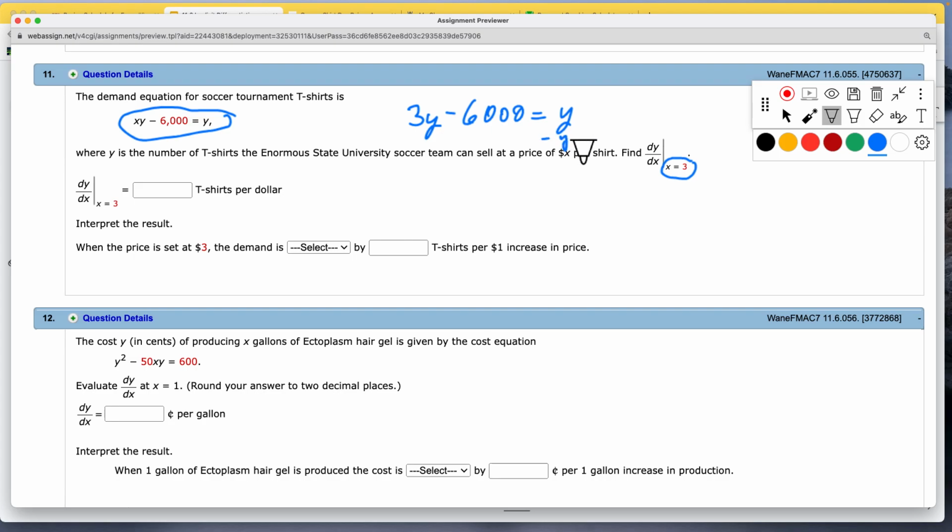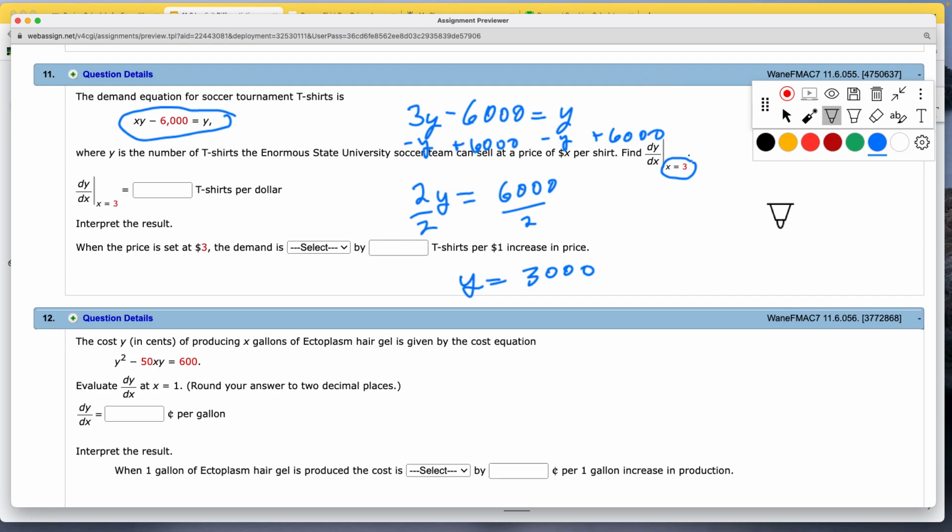I'm going to subtract y from both sides. So that gives us 2y minus 6,000 equals 0. I'm going to add 6,000 to both sides at the same time. Hopefully that doesn't throw anyone off, but we're doing two things at once. So I move the y to the left and I move the 6,000 to the right. And then we divide both sides by 2. So we get that y equals 3,000.